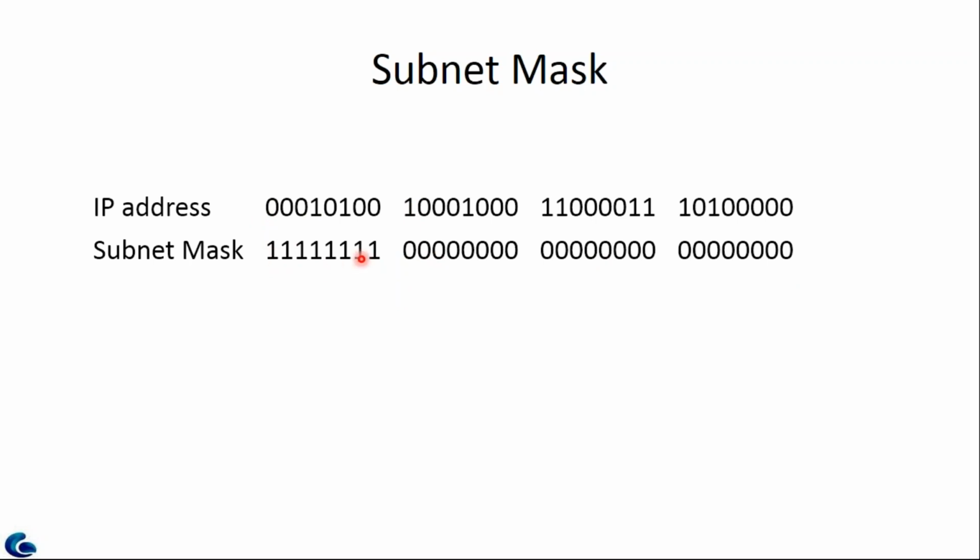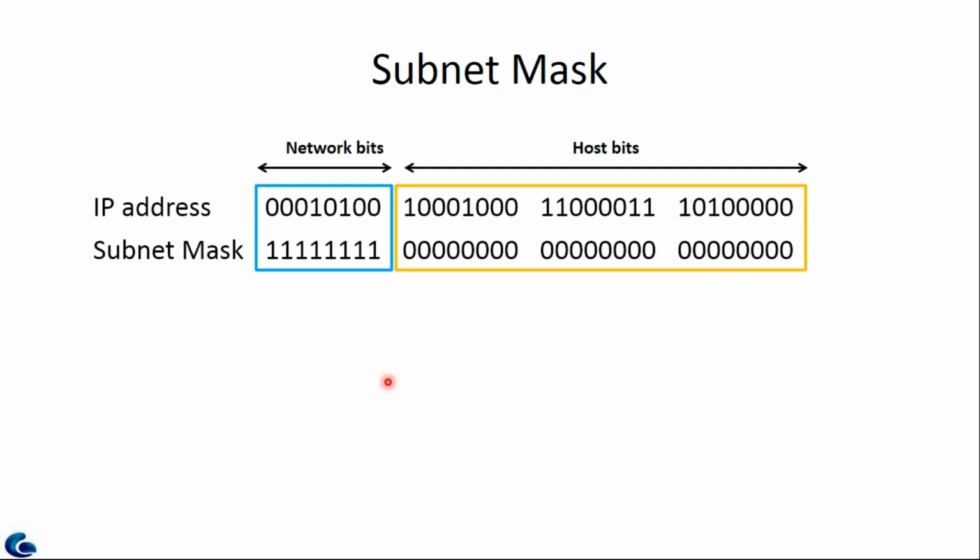So you have 8 ones here. That means all these 8 bits are network bits. And these 24 zeros identify that all these 24 bits in the IP address are host bits. So this is how it goes. So that's the network portion and that's the host portion.